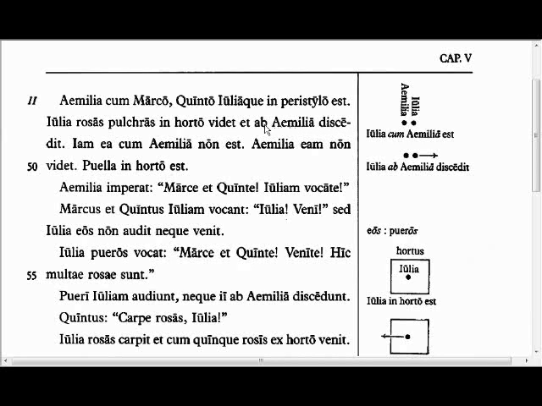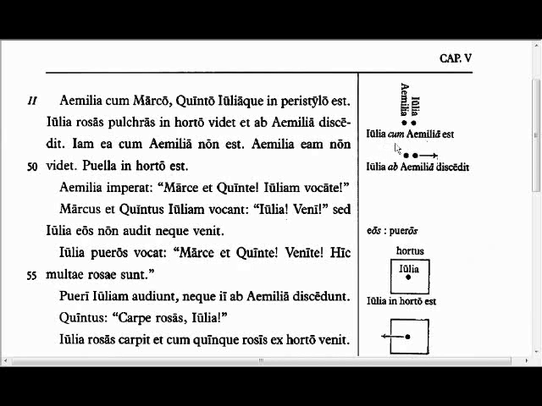Here we have ab Aemilia. I told you about the prepositions that tend to go with the ablative, here we have the ablative Aemilia. The prepositions that tend to go with it are by, with, in, on, or from. And here we have the Latin equivalent of from, ab. And in the margin we see a picture of this. Iulia discedet ab Aemilia. This little picture shows that ab means going away from, ab Aemilia.